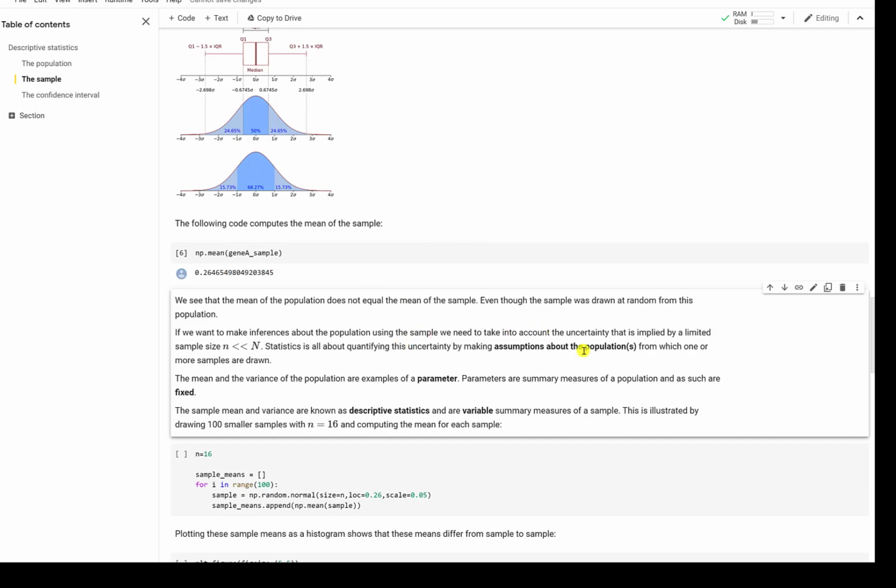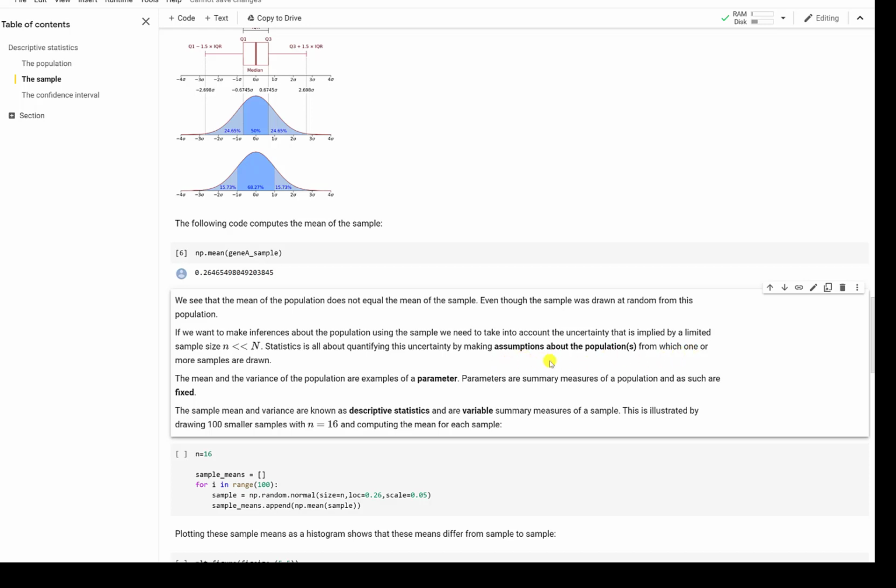So if we want to say something about the population using the sample, we need to take some uncertainty into account. The uncertainty is implied by a limited sample size. The sample size is typically much smaller than the number of individuals in the population, and because you have to make decisions based on that small part of the information, there is some uncertainty with the decisions you make. Statistics is all about quantifying this uncertainty, how uncertain you actually are about a certain statement. And in order to do that, and that's important, you have to make assumptions about the population from which the samples are drawn.